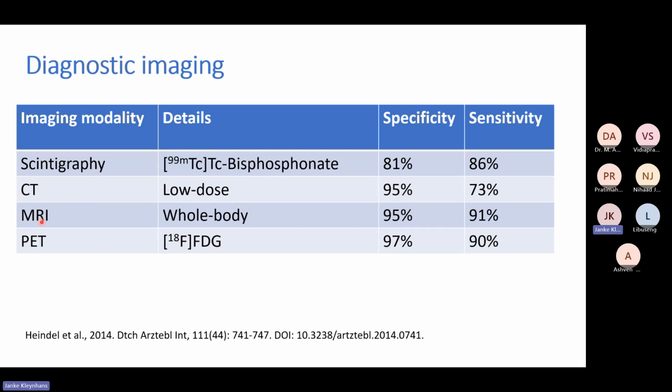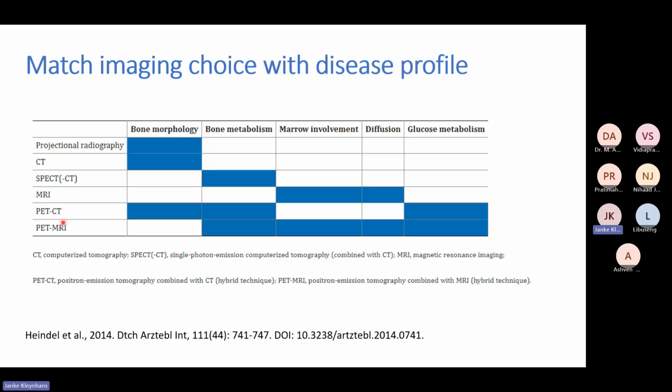and then your low-dose CT is less sensitive but more specific, and then you have your MRI, of course, which is not so widely available, and then you also have PET that you can look at FDG. Okay, great. So you have to match the imaging choice with the disease profile.